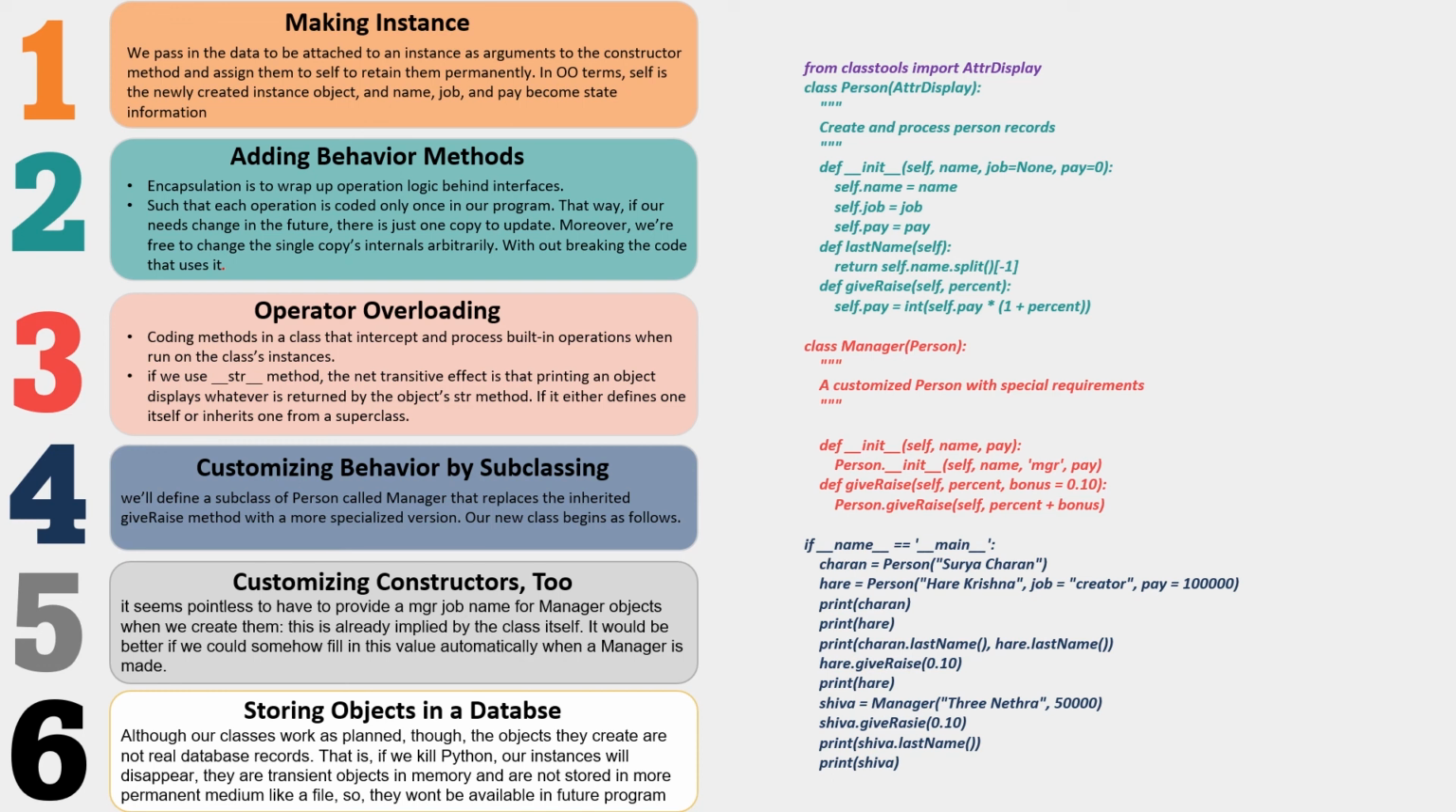Do you feel that or not? Yes, that is, if we kill Python, our instances will disappear. So they are transient objects in memory and are not stored in a more permanent medium like a file. So they won't be available in future program units, whatever instances you are creating. So now what can we do? The question that pops into our head is how to make them permanent.